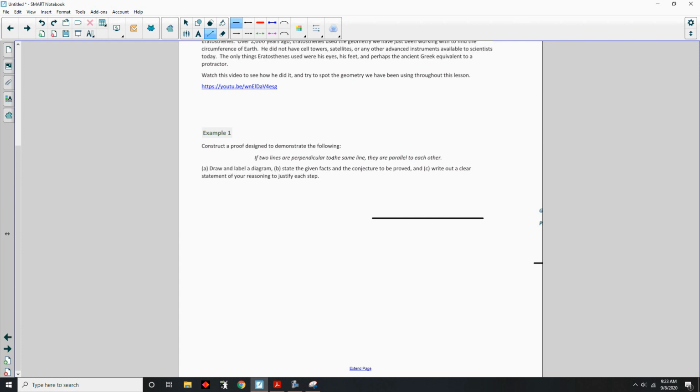Construct two lines perpendicular to this line. So then I can construct another one. Let's make them blue and make them perpendicular. So there are two perpendicular lines. Since they're perpendicular, I'm going to label them as being perpendicular with these angle measures.